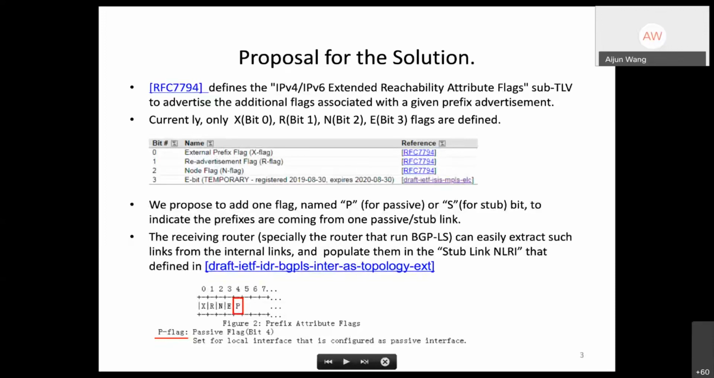If the edge router tags the prefix with this information, the receiving router, especially the router that runs BGP-LS, can easily extract such links from the internal links and populate the edge links in the stub link NLRI that's defined in the IDR working group. Next slide.